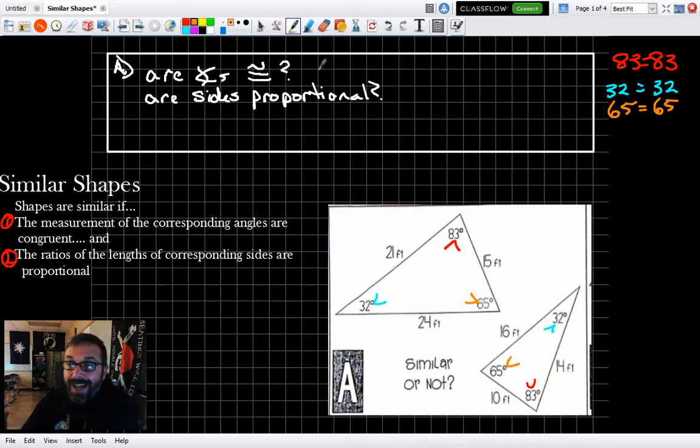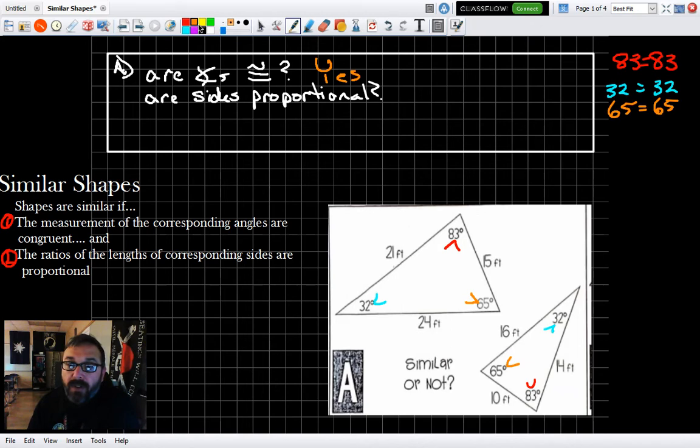So are the angles congruent? Yes, we can say with confidence the corresponding angles are congruent. Now, are the sides proportional? That's a little bit hard of a question to answer. We can't just say a number isn't a number and make it work.